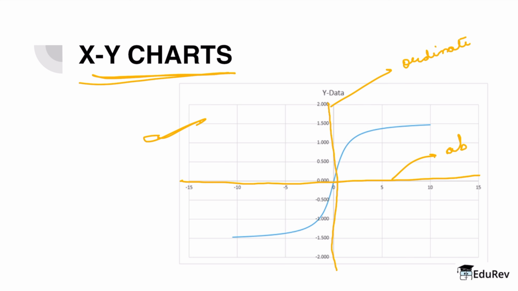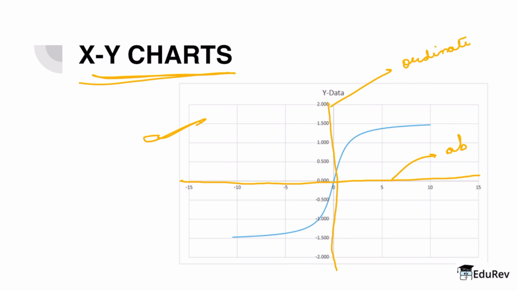In the XY chart, we discussed the abscissa, ordinate, and origin. Then we discussed the quadrants, the first, second, third, and fourth quadrant, and the signs of x and y in them. In the first quadrant, both x and y are positive. In the second quadrant, y is positive and x is negative. In the third quadrant, both x and y are negative. And in the fourth quadrant, x is positive and y is negative.